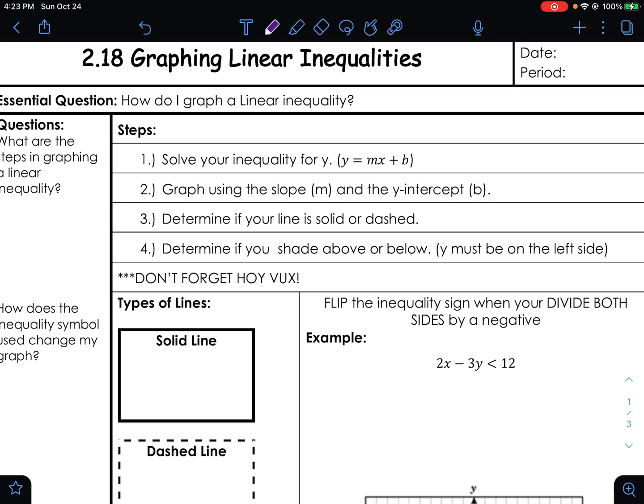Third, we need to determine if your line is solid or dashed or dotted, same thing. And step 4, we need to determine if you shade above or below. And we have to make sure that the y is on the left side of the inequality sign. And then of course, we never want to forget about Hoy-Vux. That helps us with our horizontal and vertical lines.